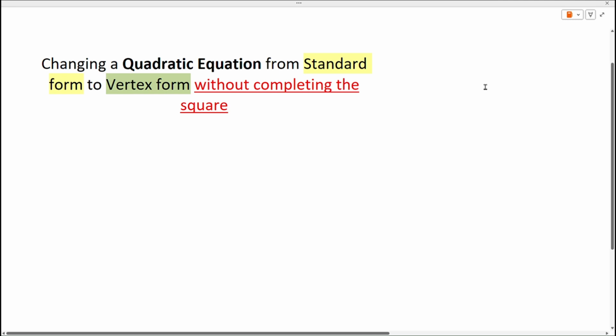Hello, today we'll learn how to change a quadratic equation which is given in standard form into the vertex form without completing the square. This process is a little bit easier than using the completing the square method. So first we need to know what is the standard form of a quadratic equation.